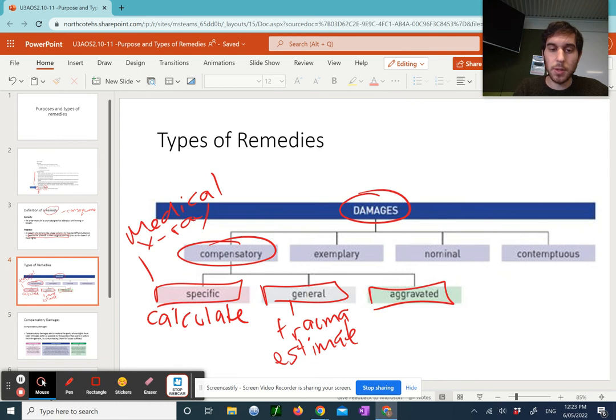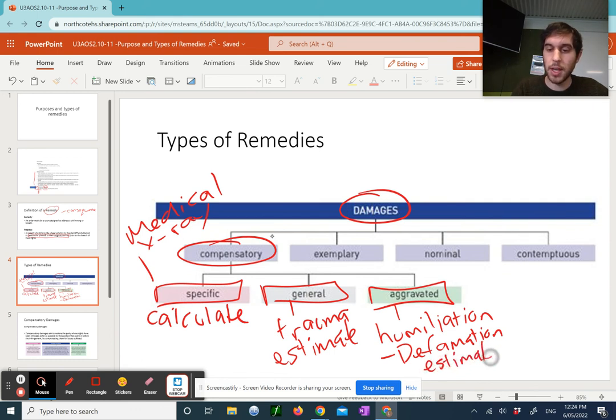And then finally, in terms of compensatory damages, we've got aggravated compensatory damages, and that is intended to compensate people for any humiliation that they've suffered, any feelings of humiliation. So this is often a type of damages that's awarded during defamation cases, because often when someone ruins your reputation, you feel quite humiliated. Again, that can't be specifically calculated, so the judge has to create an estimate of how much that's worth, how much we should compensate you for.